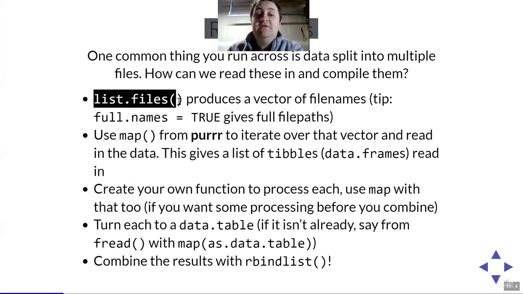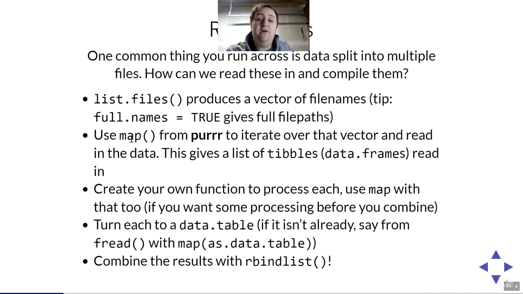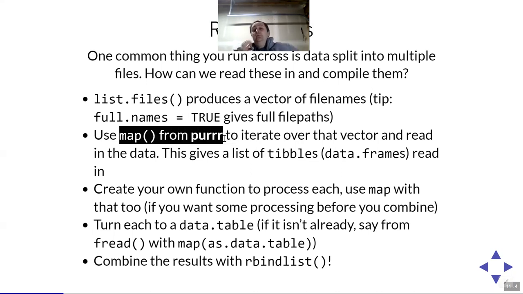So first thing we can do is use the list.files function in R. This will give us a vector of file names. There are some nice options there. You can use full.names equals TRUE. That will return to you the actual file path of the thing. There's a pattern argument in there that you can use to say, look only for CSV files or only for Excel files or something. Once you have your list of files, you can use the map function from the purrr package. This is basically a replacement for for loops that works a little bit better than for loops in R. And that will go through the list of files and apply some function to each of those files. And that function will probably incorporate things like reading in the file, maybe doing a little bit of processing. After the map, you will have a list of data frames.